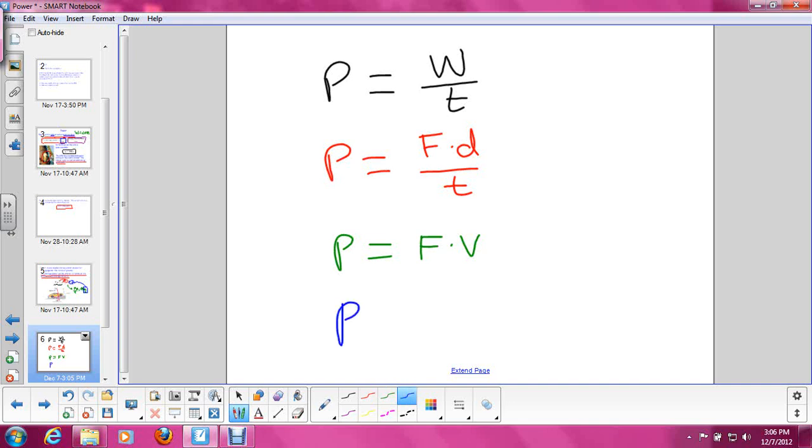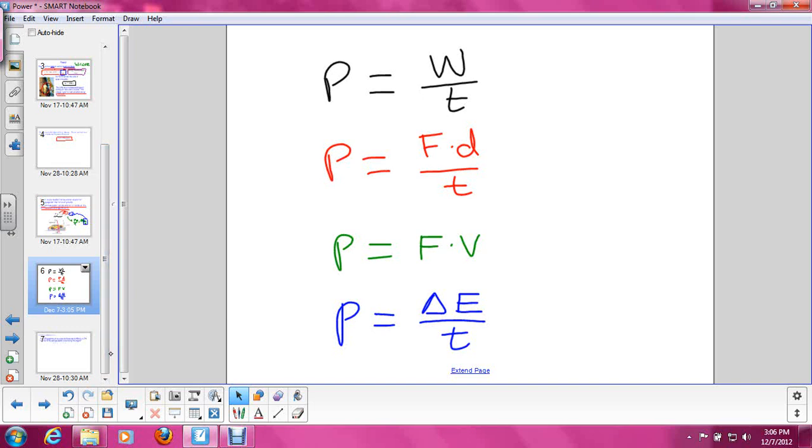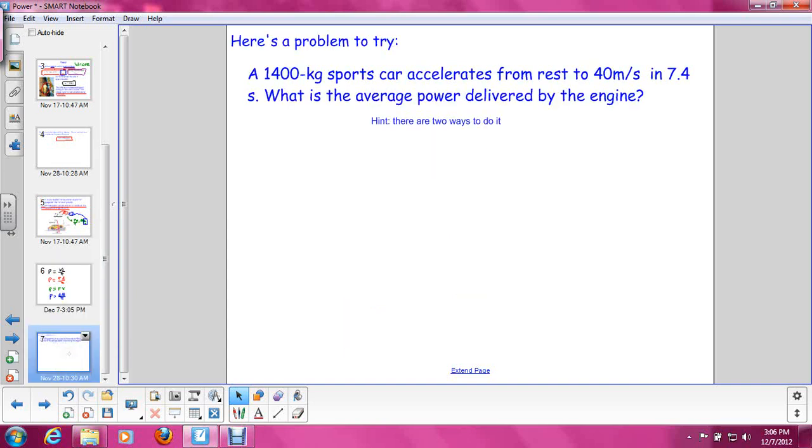And finally we have power is equal to a change in mechanical energy over time. Here I use the work energy theorem that says the amount of work that is done on or by an object results in a change in kinetic energy. So these all look slightly different, but they are in fact the same thing. We were just substituting. So let's try an example of how to solve for power.